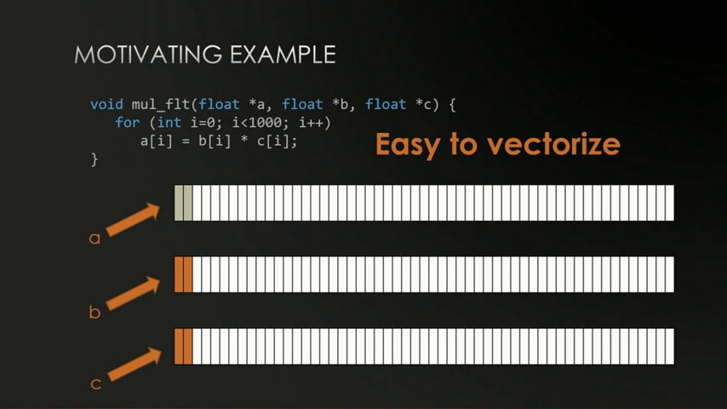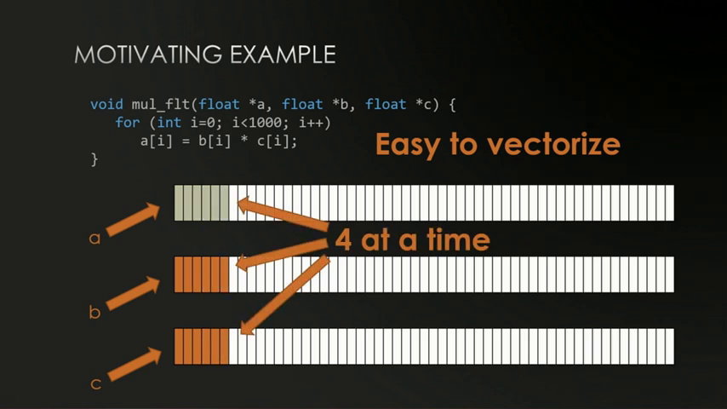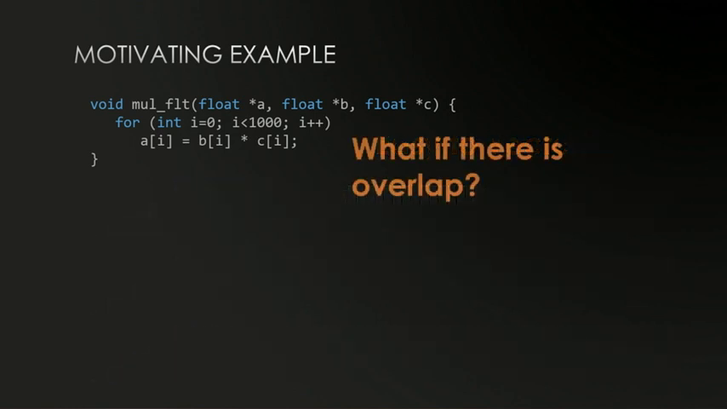This is pretty easy to vectorize if I handed you a way to load 128 bits of memory in an instruction, and that packed multiply, the mulps instruction. You just do 4 at a time. You load 4 elements from B, you load 4 elements from C, you do that packed multiply, you store it into A. Okay, this is not all that interesting. Where's the interesting part? The interesting part comes if there's overlap.